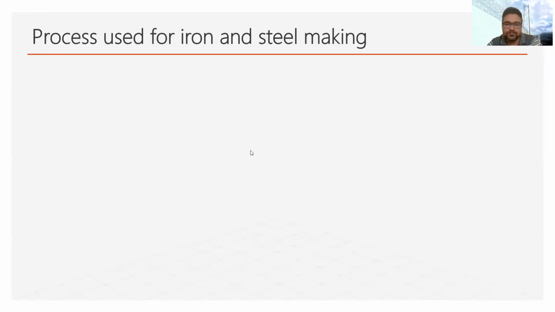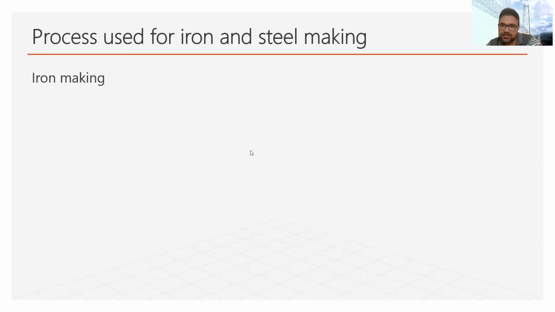Hello, welcome back. So now in this part, we will discuss the process used for iron and steel making. Before considering iron making, we will understand the concept behind this. The important iron ores commonly used for the manufacturing process are basically hematite, lignite, magnetite, pyrite, and siderite.